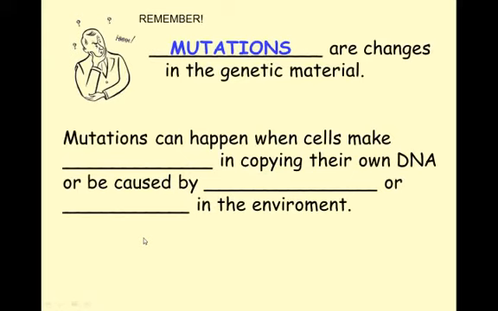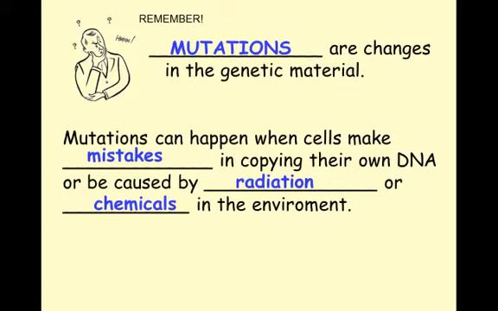So if you remember, mutations are changes in the genetic material, changes in the code. And mutations can happen for lots of reasons. They can happen when cells make mistakes when they're copying the DNA during mitosis or meiosis. They can be caused by radiation or other chemicals in the environment. We talked about different carcinogens in our mitosis chapter, and in our chapter when we talked about some genetic mutations in humans.